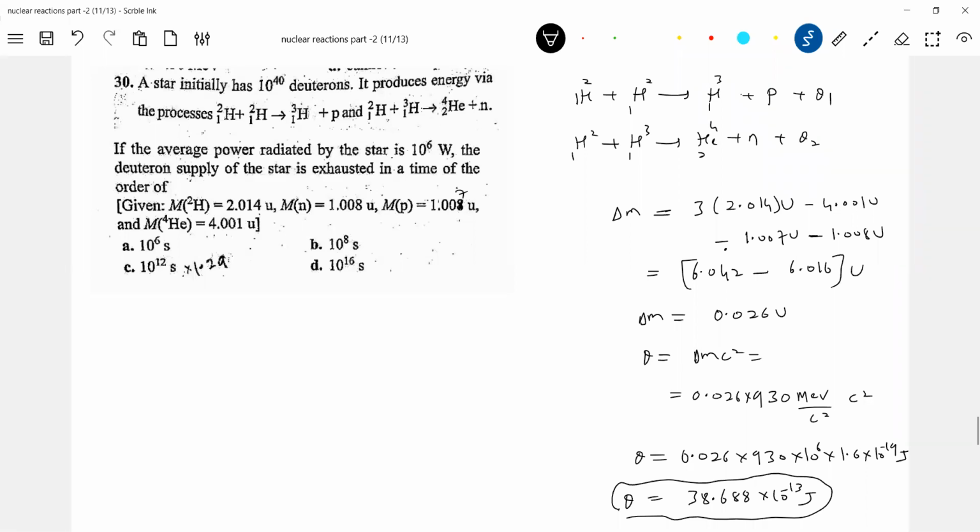How to relate that 10 to the power of 40 deuterons, how to bring? I think till now we were just focusing on the energy released, no? How to introduce the mass, the amount of deuterium, for every reaction? So how many reactions should take place? You check it.